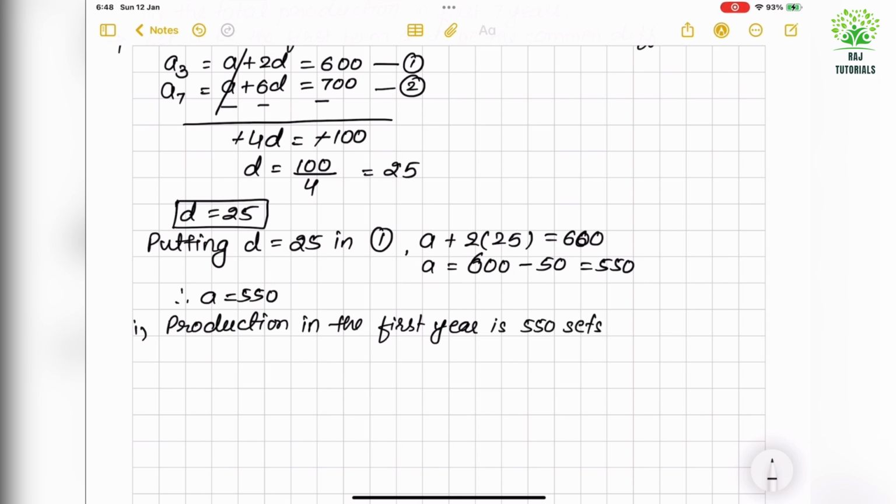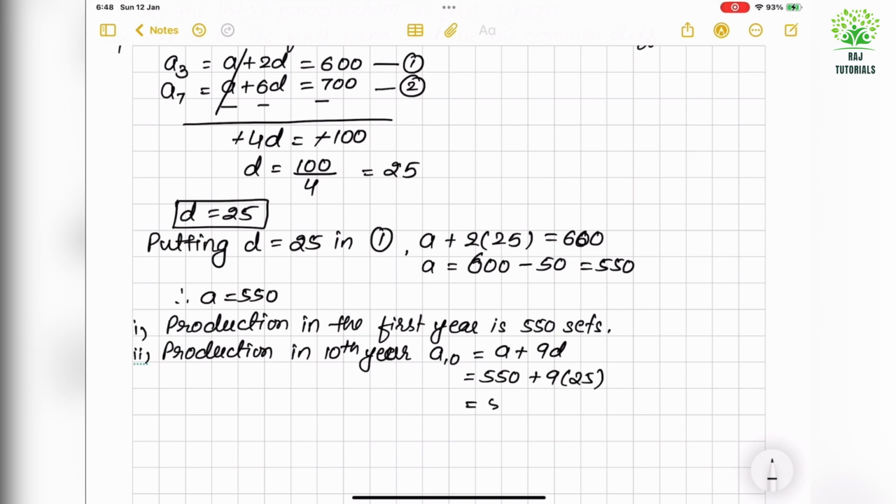That is TV set. Now, the second one was production in the 10th year. A10 will be A plus 9D. So, that will be 550 plus 9 into 25. So, 550 plus 225. So, that will be 775.